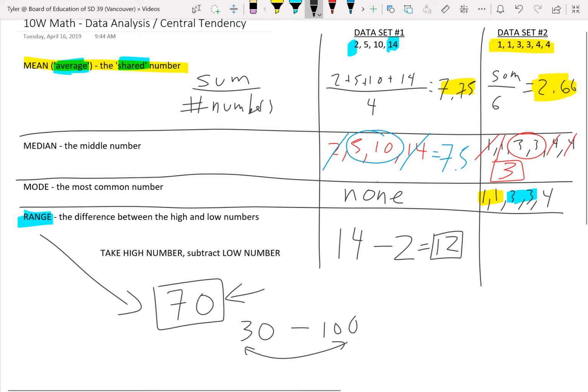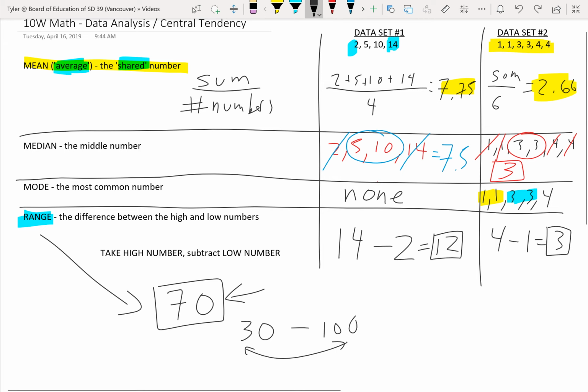When we do this second data set, so the highest number was 4 and the lowest number was 1, our range is 3. That's not a very big number, which means all the numbers are pretty close together. So as we can see when we actually look at the data, that means that our numbers are pretty close, and whatever averages and medians we get are going to be much more representative.